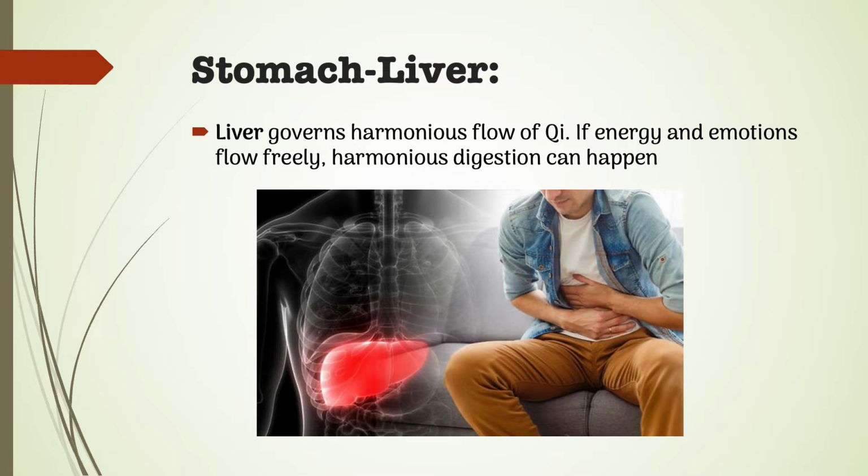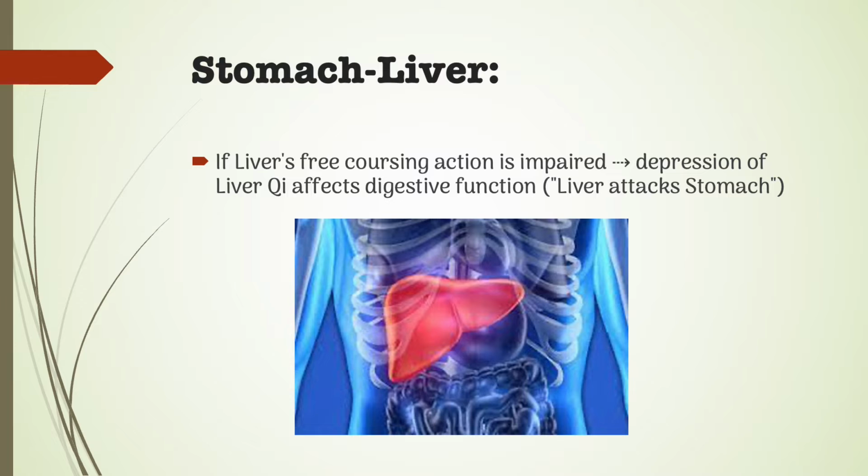Liver governs harmonious flow of qi. If energy and emotions flow freely, harmonious digestion can happen. If the liver's free coursing action is impaired, there will be depression of liver qi, thus affecting digestive function. This is what we call in 5-element acupuncture as liver attacks the stomach.